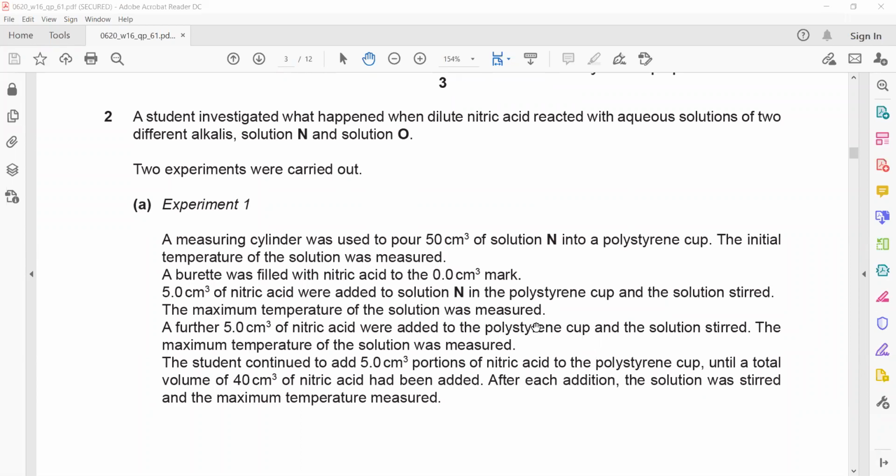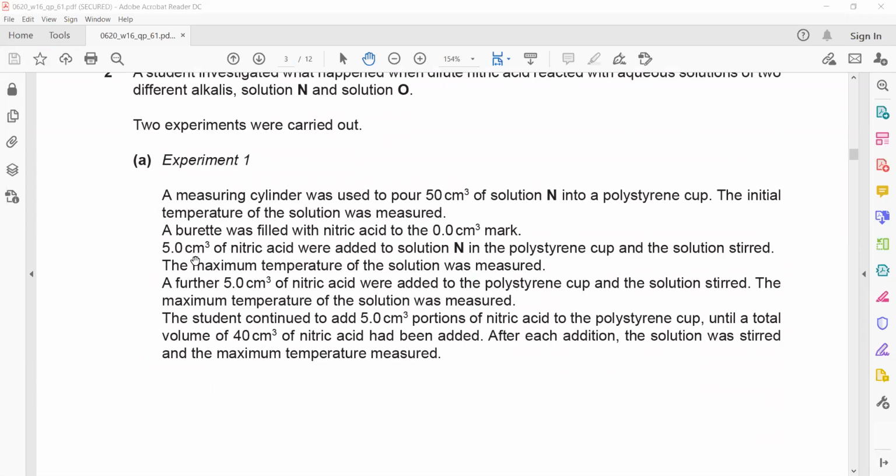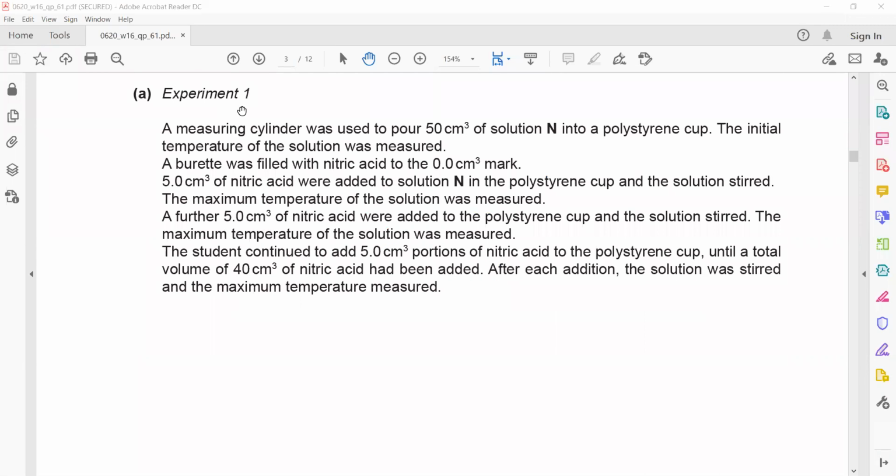Question 2. A student investigated what happened when dilute nitric acid reacted with aqueous solutions of two different alkalis, solution N and O. So two experiments were carried out. Experiment 1: a measuring cylinder was used to pour 50 cm cube of solution N into a polystyrene cup. The initial temperature of the solution was measured. A burette is filled with nitric acid to the 0.0 mark.